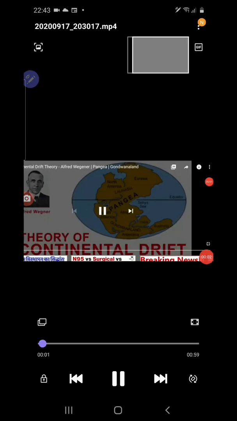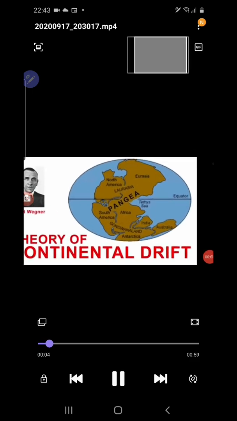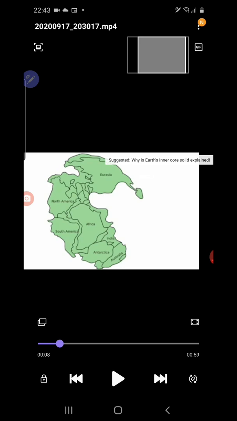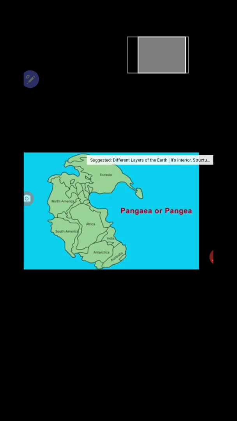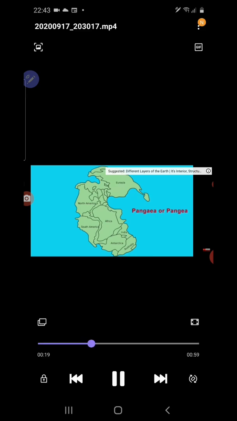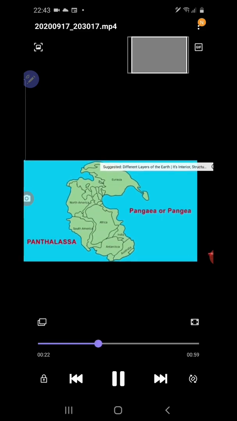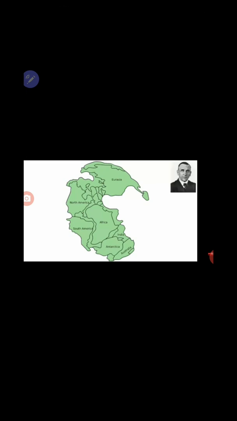According to Alfred Wegener, you can see his picture here, millions of years ago there existed only one supercontinent. All the 7 continents were the part of one single continent named Pangaea. And this Pangaea was surrounded by a single ocean called Panthalassa. You can see Panthalassa here, shown in a bluish color. This is called Panthalassa.